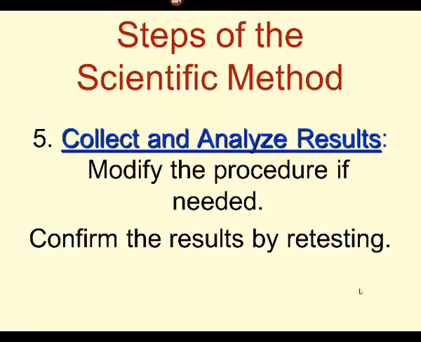So it's important for us to confirm results that we get by retesting. So we might go back into the procedure after we've collected and analyzed results based on some data that we have found, and we may modify those procedures, and then we want to go back through and confirm the results by testing more than one time. Because on occasion we can get what are called outliers. Outliers are kind of just odd things that happen in an experiment that aren't always the way the outcome would happen. So confirm the results by retesting over and over again.